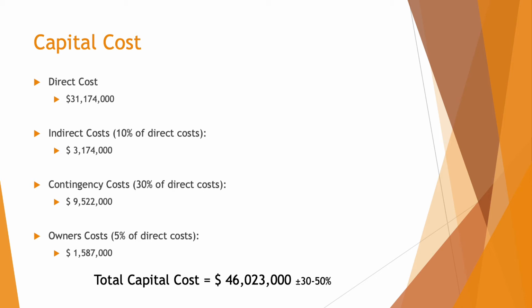The equipment cost of the plant was calculated to be approximately $32 million, with the prilling tower being the most expensive piece of equipment at $12 million, including the cost of the wet scrubber. Including indirect, contingency, and owner's costs, the total capital cost for this chemical plant was estimated to be approximately $46 million, plus or minus 30 to 50%.